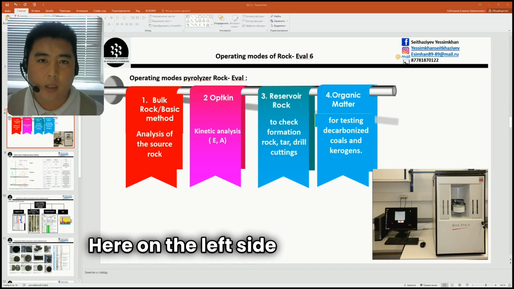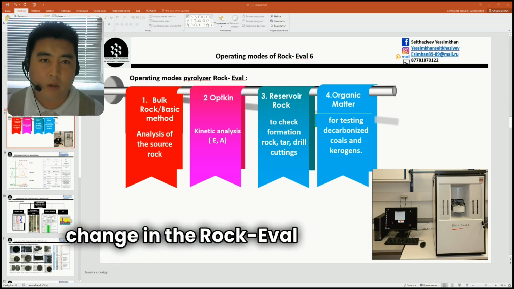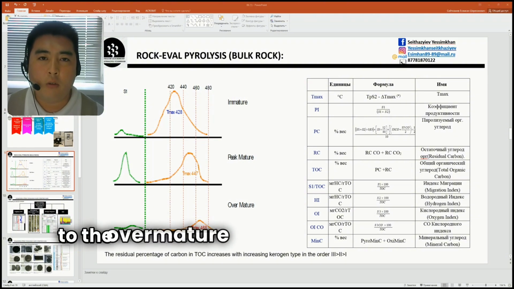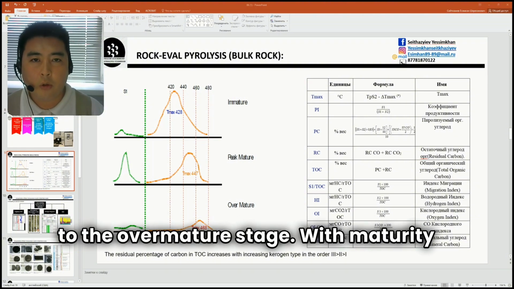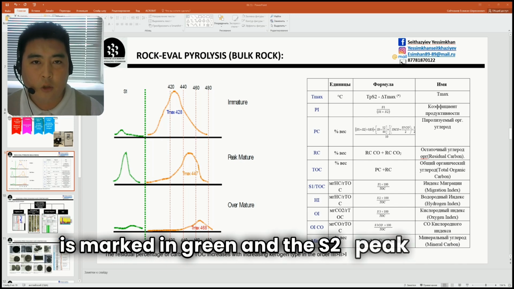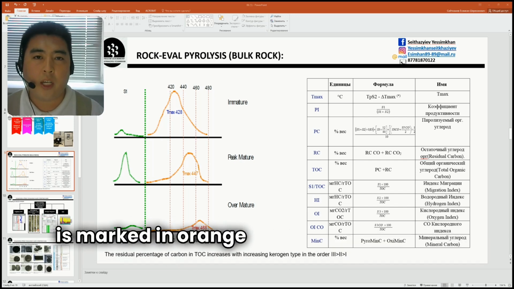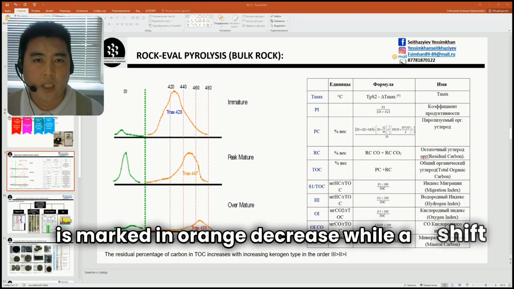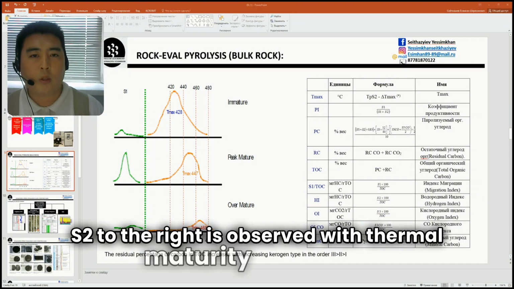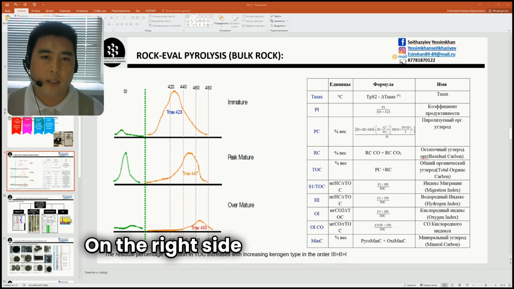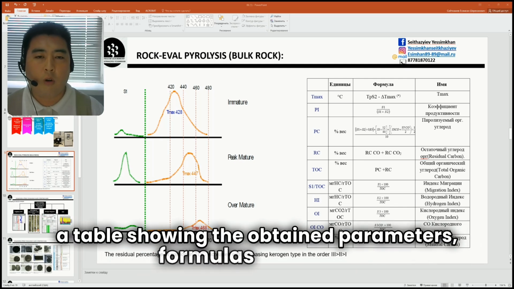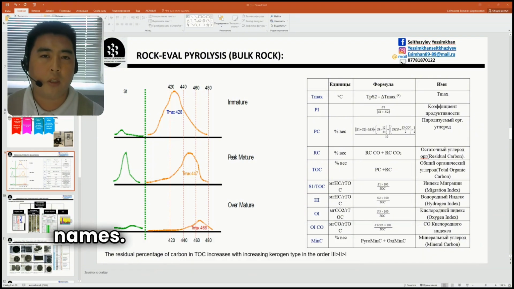Here on the left side of this slide is the change in the Rock-Eval pyrogram from the immature stage to the over-mature stage. With maturity, the S1 peak, which is marked in green, and the S2 peak, which is marked in orange, decrease, while a shift in S2 to the right is observed with thermal maturity increase. On the right side of the slide, there is a table showing the obtained parameters, formulas, and their names.